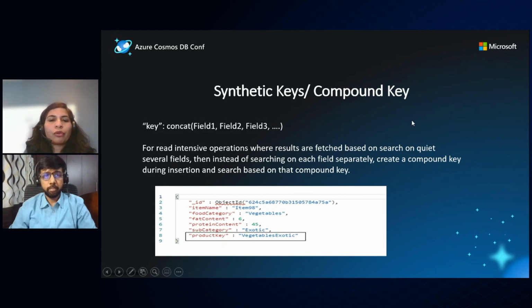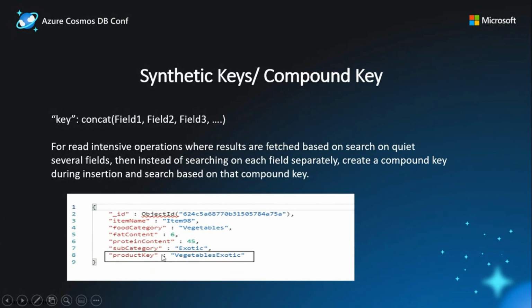So what we did was use the concept of a synthetic key. For example, if your application has multiple fields in a where clause, like 8 to 10 fields, then instead of passing a where on each of the 8 fields, we can concatenate these fields and keep one value. For example, here this product key in this image is the synthetic key, and it is a combination of food category and subcategory key.